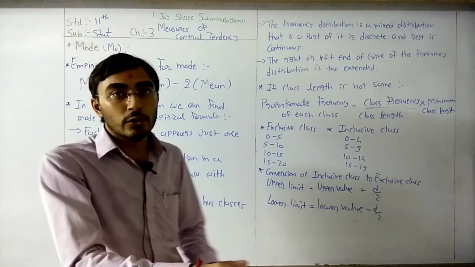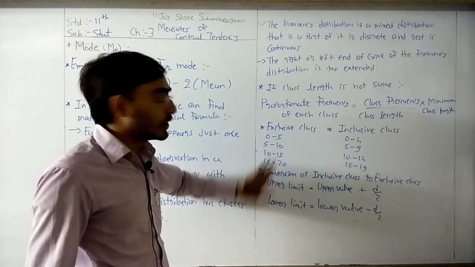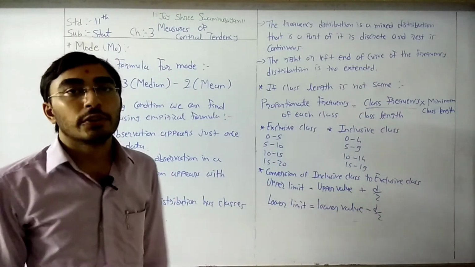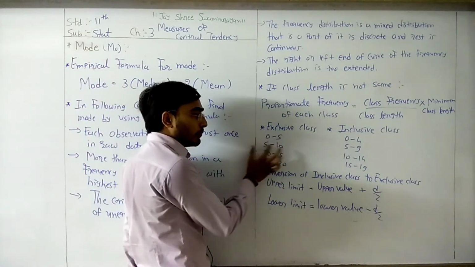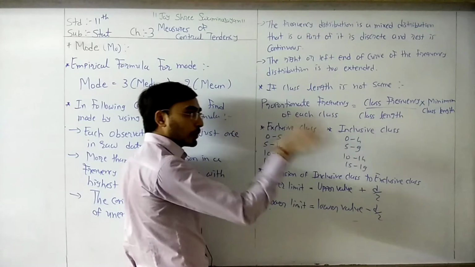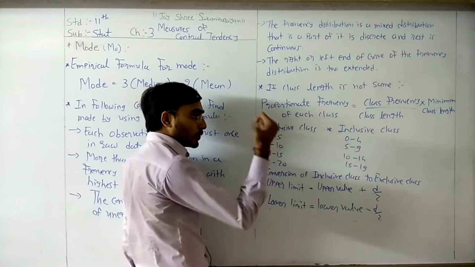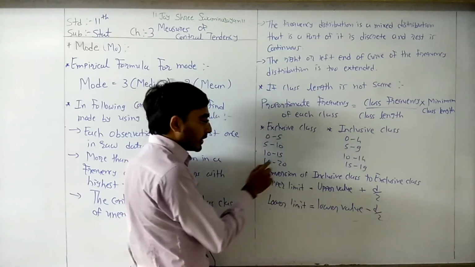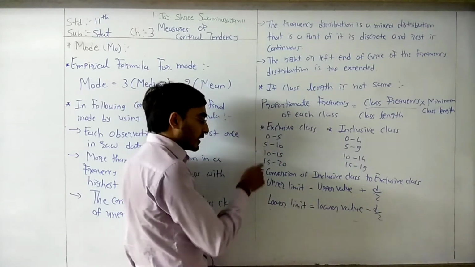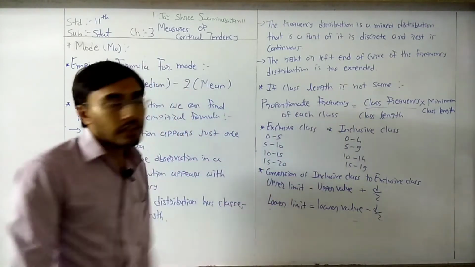Excluded value means here we do not need to consider it, but in the upper class we need to consider it. That means if 5 is in the observation, we need to consider 5 here. If 10 is in the observation, here we do not need to consider it, here we need to consider it. If 15 is there, here we do not need to consider it, we need to consider 15 here.